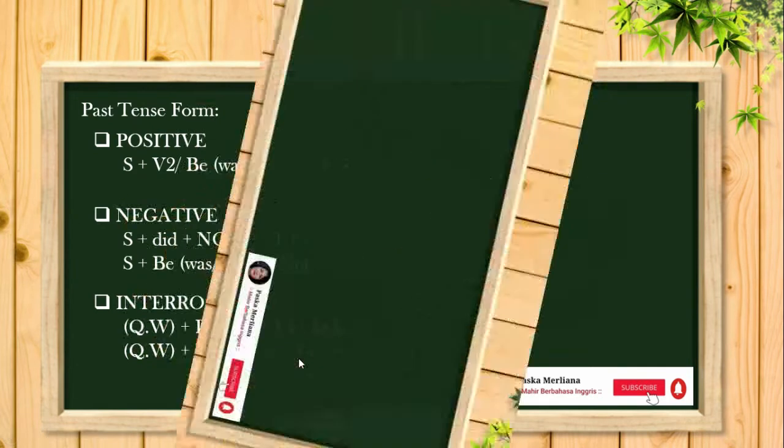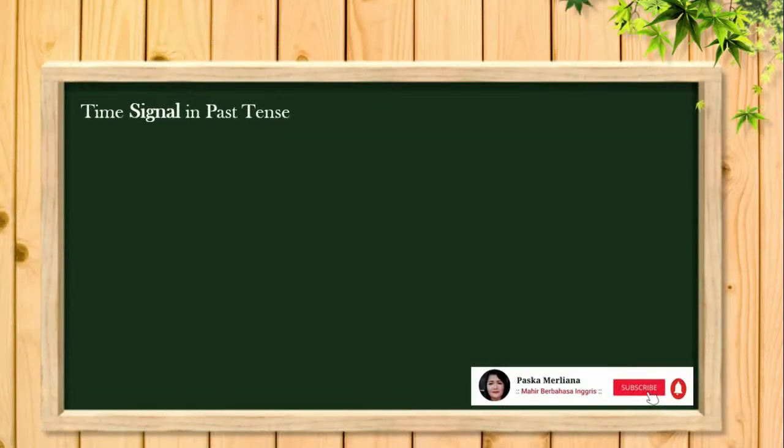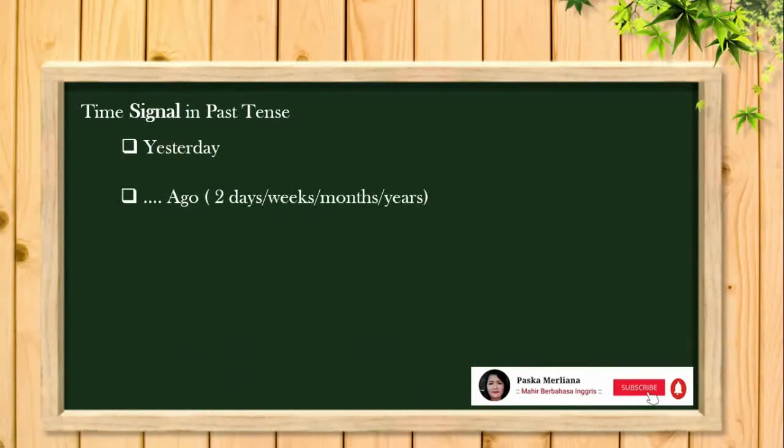Okay. Now, you have to know what is the time signal for past tense. Dalam menggunakan sebuah kalimat past tense, maka ada penanda waktu yang harus kamu kenali. Now, special for past tense, it will use yesterday. Yesterday kemarin, ya, ago. Now, you may see the blank ago. It means you have to write the period of time here. Yang titik-titik ini akan diisi dengan periode waktunya.